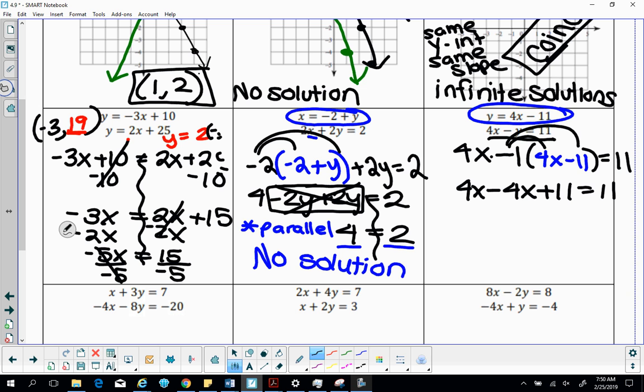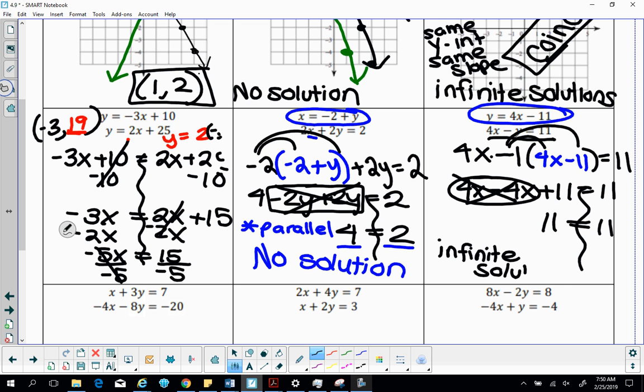Then I combine like terms. What is 4x minus 4x? 0. They cross out. And I end up getting 11 equals 11. Does 11 equal 11? Will 11 always equal 11? Yes, and so because of that, I know there's infinite solutions. That means they're the same line. So if I were to put them in slope-intercept form, they would be the exact same line. So once that number equals the same number, infinite. Does that make sense?